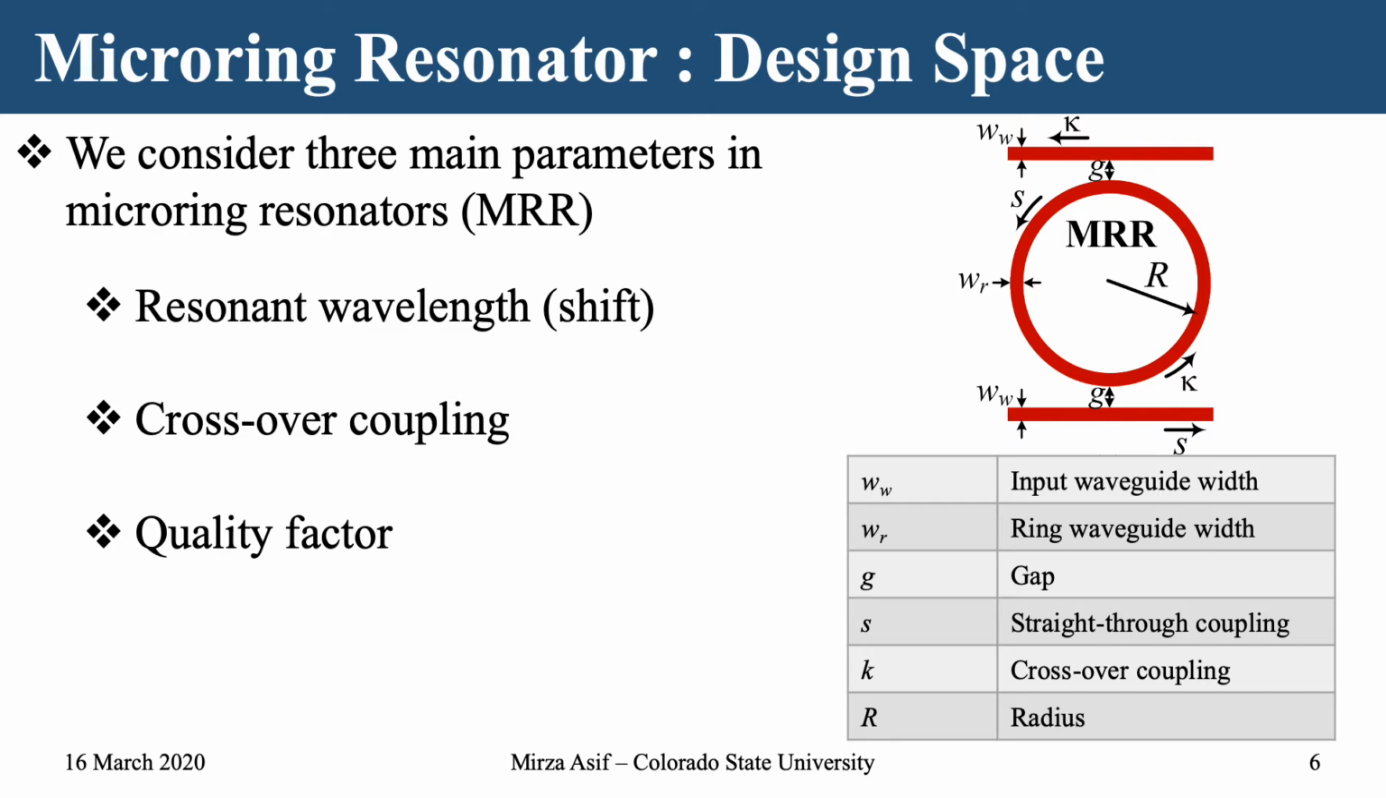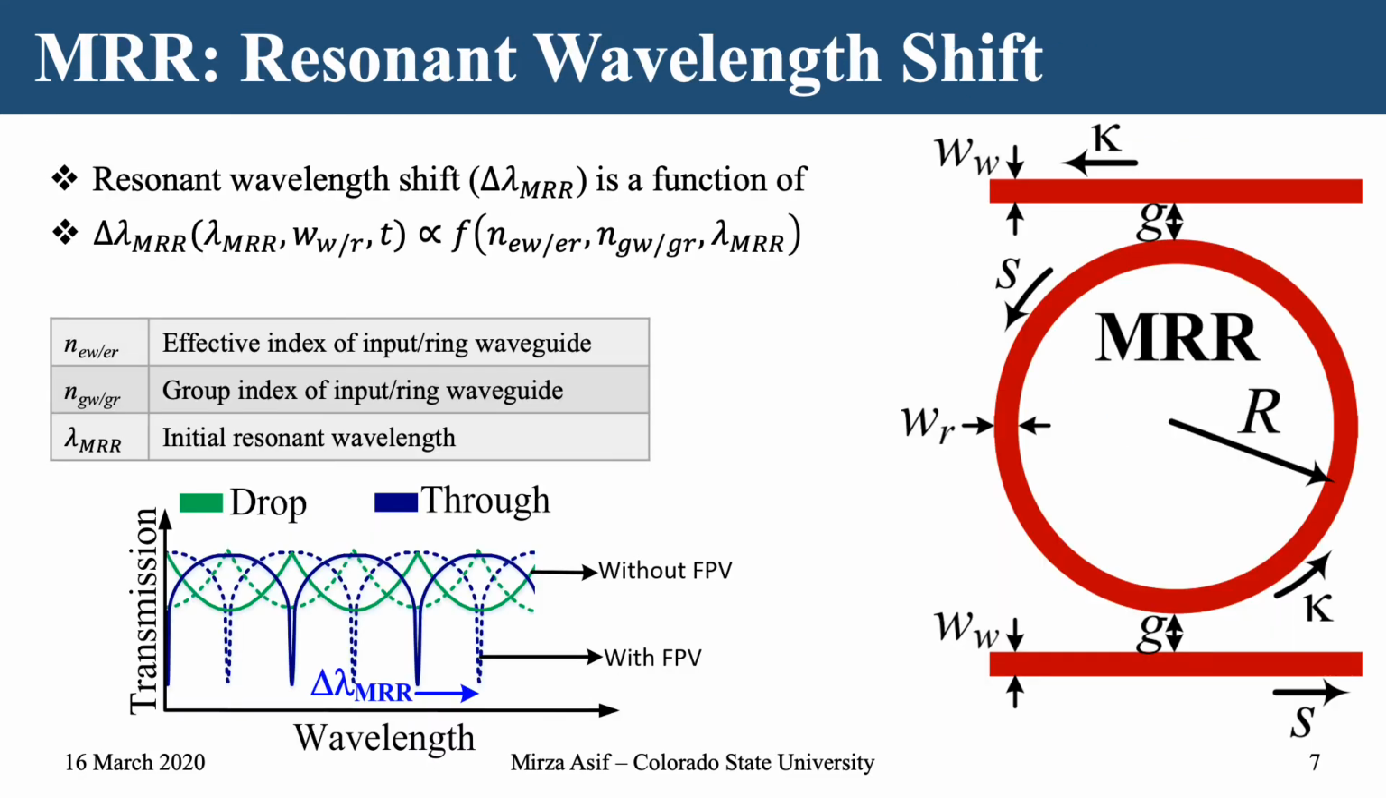On the right hand side, you can see all these parameters which make an impact on the microring resonator, such as the input waveguide width, which is WW, the ring waveguide width, WR, the gap, the straight through coupling, crossover coupling, and the radius. To speak about resonant wavelength shift, it is a function of the highlighted factors, which are the input waveguide width, the ring waveguide width, and the radius. Changes in any of these cause change in resonant wavelength and cause change in resonant wavelength shift.